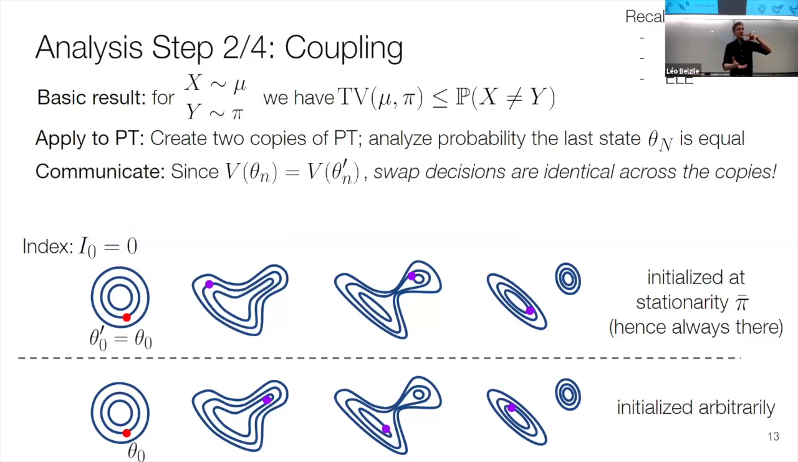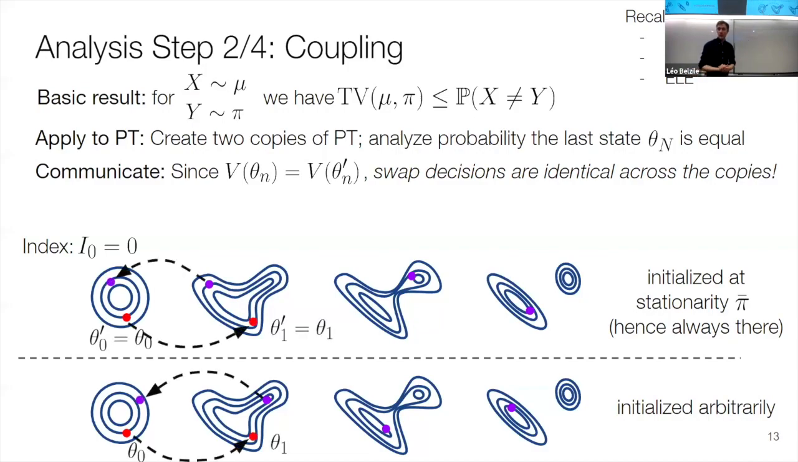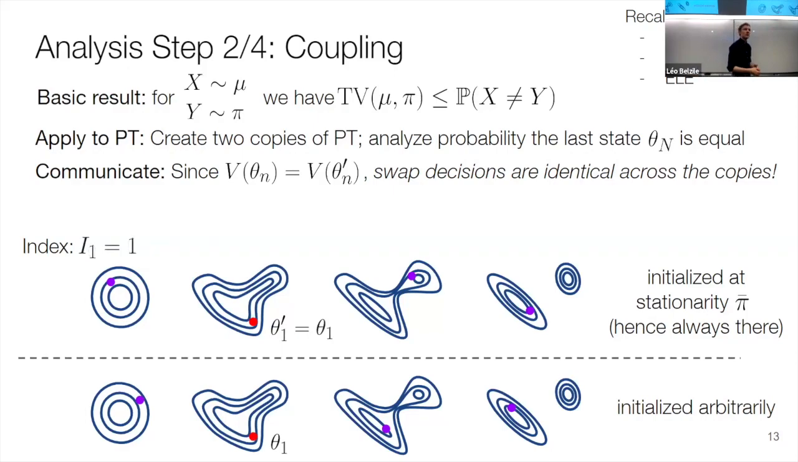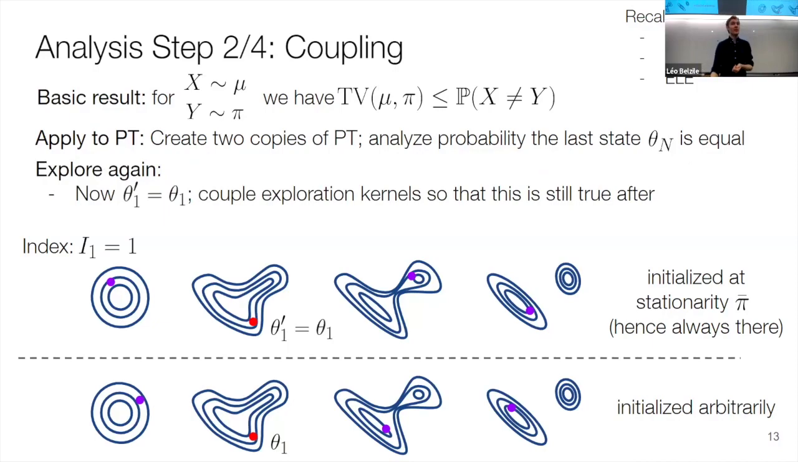And now, again, we have to couple these 2 copies of PT. But remember, because of that efficient local exploration assumption, all of the V functions across the 2 copies of PT are exactly the same. So if I make a decision about a swap in one copy, I'll make the exact same decision about the swap in the other. In particular, if I try to swap chain 0 and chain 1, if I reject that swap, both copies reject. If I accept the swap, both copies accept. So let's say they both accept. Now that red state moves over to index 1, and I can update my index at time 1 to be now 1. Now we're going to explore again.